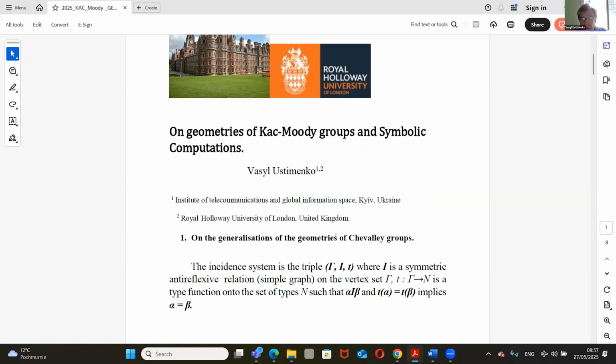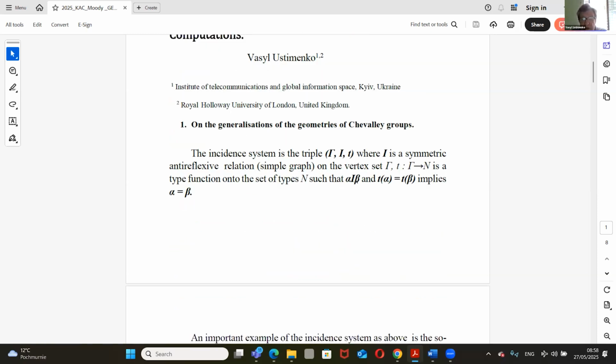As you know, an incidence system is a triple (Gamma, I, t), where I is a symmetric antireflexive relation, a simple graph, on the vertex set Gamma, and t is a function from Gamma to N, the set of types. This is the type function on the set N, such that if alpha is incident to beta and t(alpha) and t(beta) coincide, then alpha equals beta. This is David Hilbert's approach to geometry. So from this point of view, classical geometries or geometries of simple groups over finite fields or other fields are incidence systems. In the case of two types, we usually talk about an incidence structure like a projective plane.